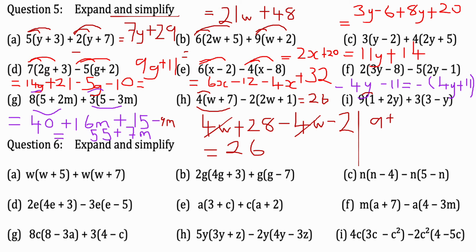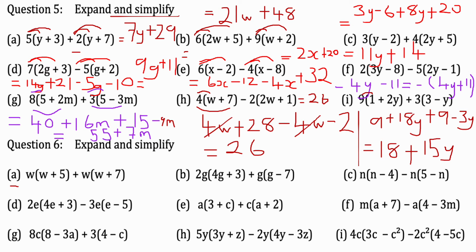Part I, expanding this bracket, 9 times 1 is going to be 9, plus 9 times 2y becomes 18y, plus 3 lots of 3, which becomes plus 9. And then 3 times minus y becomes minus 3y. Collecting our like terms for this, 9 plus 9 is 18, and then 18 take away 3y becomes plus 15y, guys. So hopefully it's making sense so far, guys.